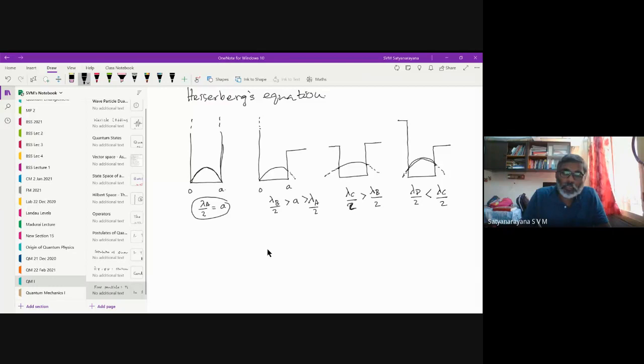But it will be greater than lambda b by 2. So lambda d by 2 will be greater than lambda b by 2, because this is not infinity, but this is larger than this. So this is about the wavelengths.